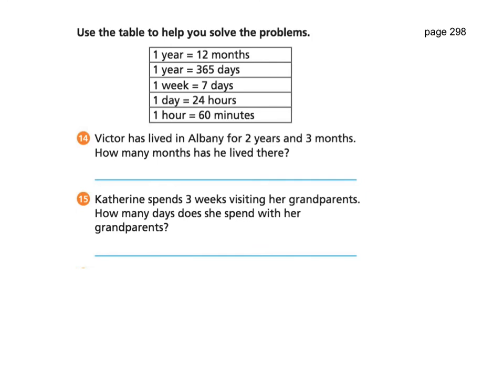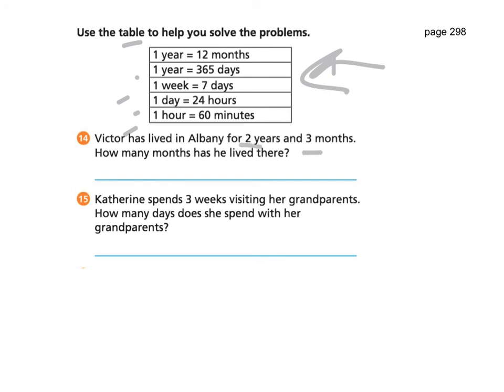Now on the very last page, 298, it's actually getting you still elapsed time, but the time in this case isn't hours and minutes. We're talking years, which is 12 months, 365 days. You have 7 days in a week, 24 hours in a day, 60 minutes in an hour. So you have to actually start to kind of translate these.